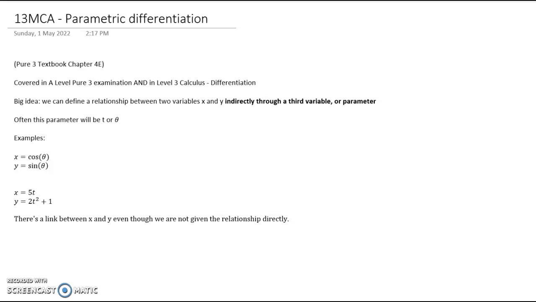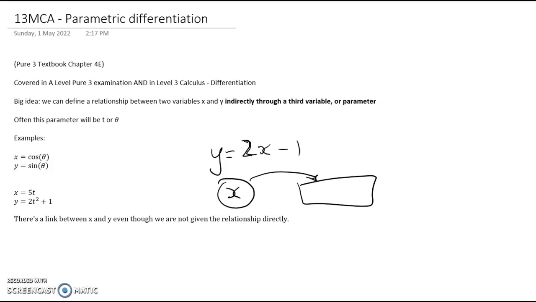Okay, so instead of having just a relationship where y is equal to some expression in x, for example, y equals 2x minus 1. When we first learnt about functions way back in probably year 8 or year 9, we had this idea that we took an x value and put it into some kind of function machine. We took that number and times it by 2 and took away 1 and out popped y. So the idea here is that there could be a third parameter, which is often going to be t or theta, and x depends on that parameter and so does y.